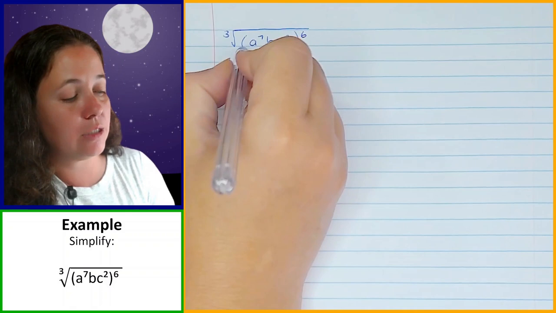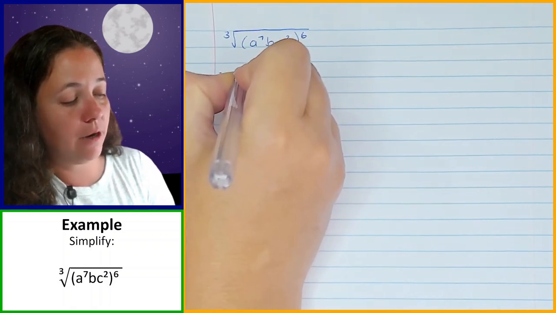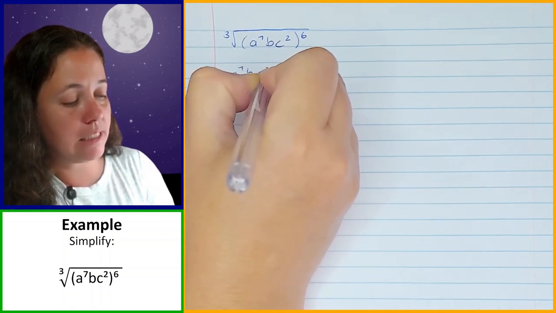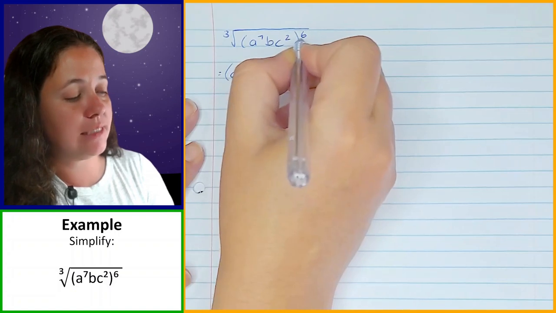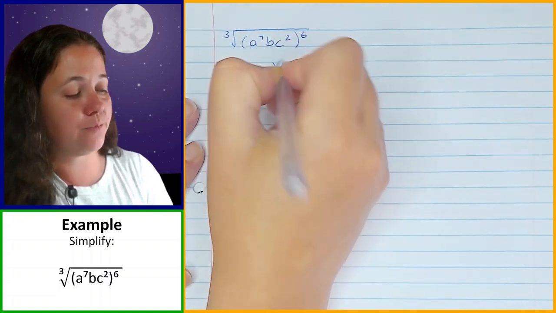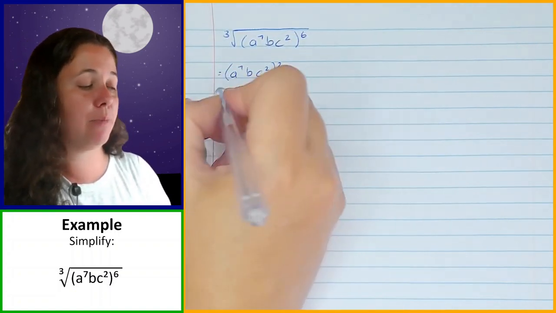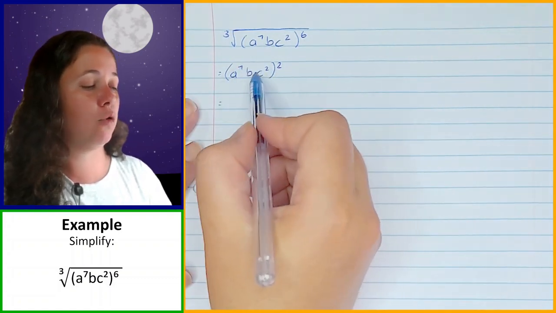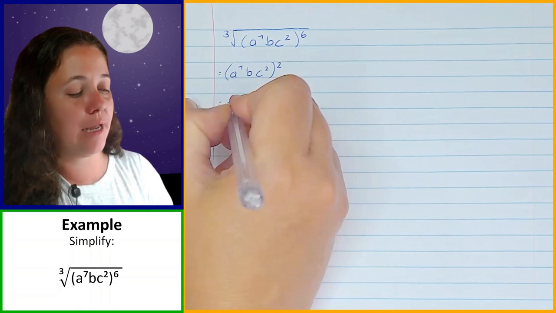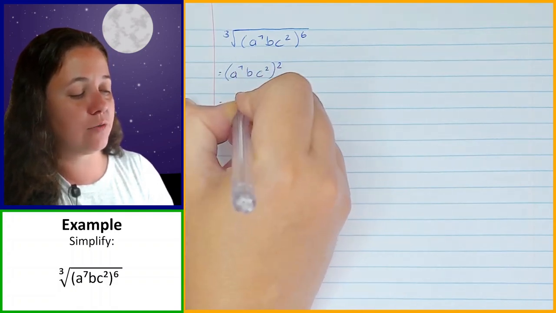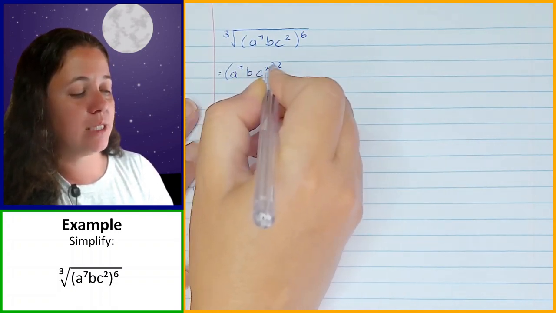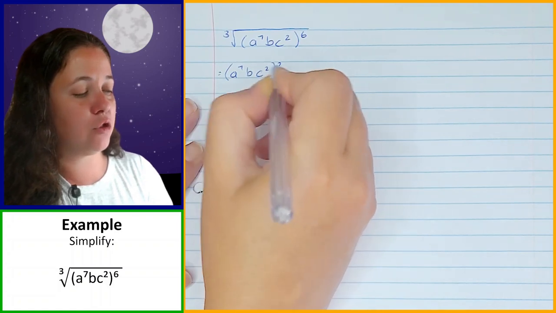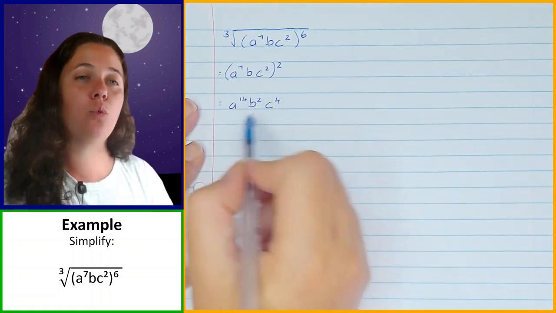So this all will stay a to the power of 7, b, c squared, and I just divide the 6 by 3 and that gives me 2. And then I can simplify that by using my rule of raising a power to a power. So now I'm going to multiply all of them by that exponent outside. So I've got a to the power of 7 times 2 is 14, b to the power of 1 times 2 is 2, and c to the power of 2 times 2 is 4. So that's the one method of doing it.